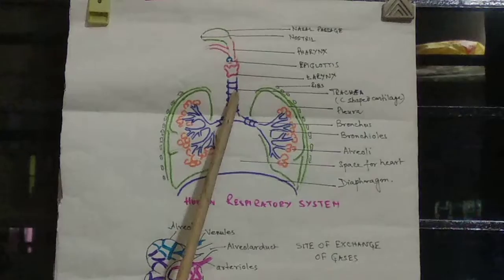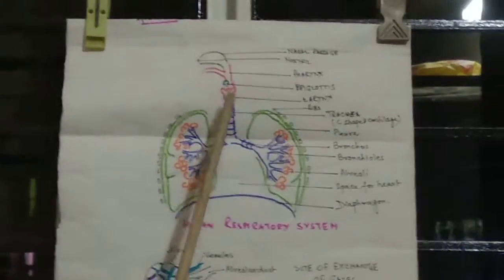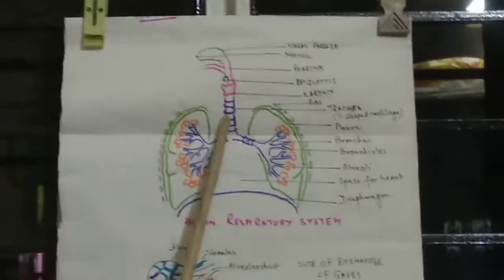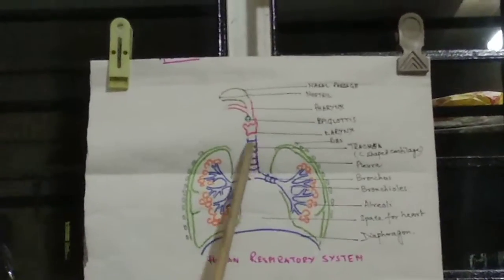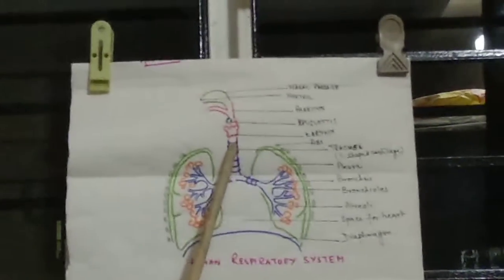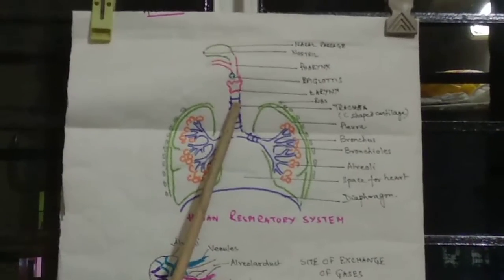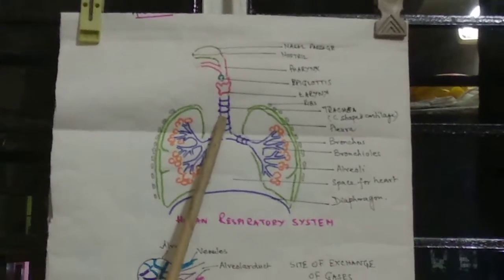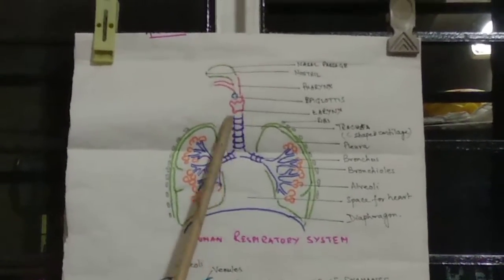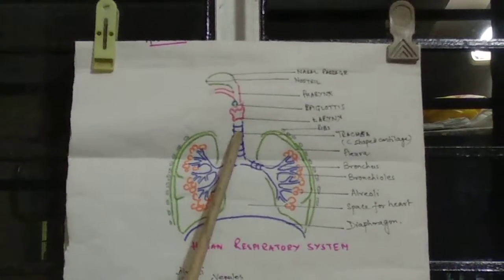You can see the tube. This is called the trachea or windpipe, and this tube is encircled by C-shaped cartilage. Why is this cartilage there? This cartilage ensures that the windpipe will not collapse and will provide an easy passage for the air. So the cartilage is there to prevent the trachea or windpipe from collapsing.